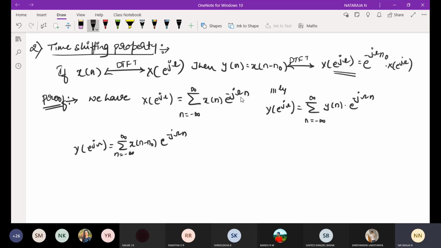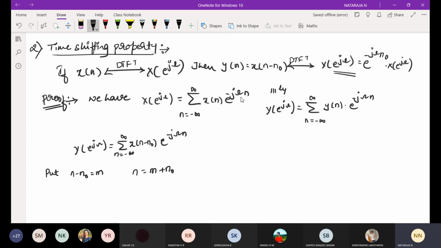Next, here I have x of n minus n naught. I will put n minus n naught equal to m. If n minus n naught is equal to m, then what is the value for n? Sending n naught to the right side, n is equal to m plus n naught.